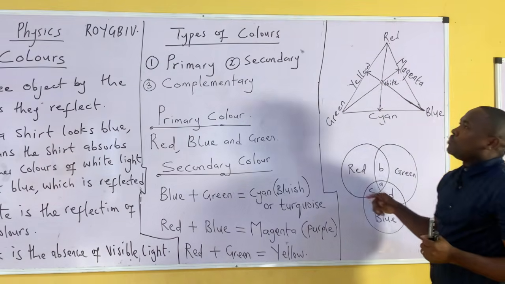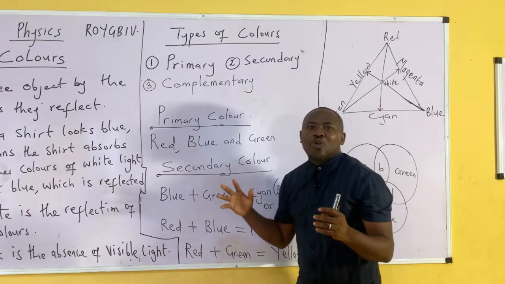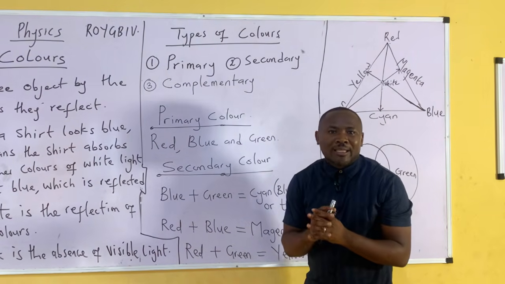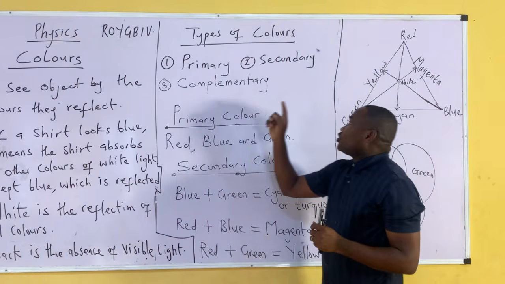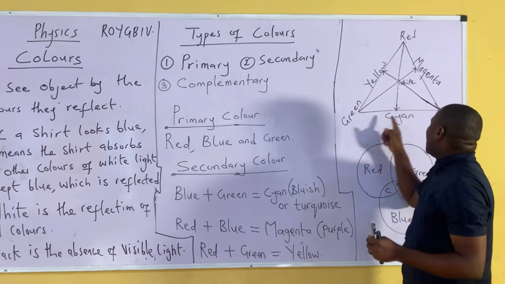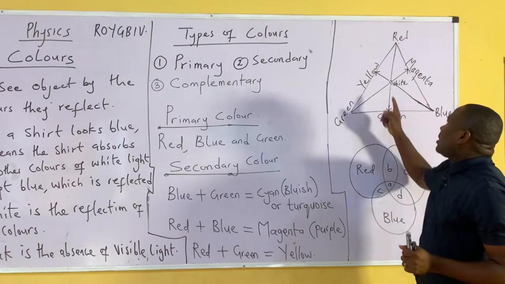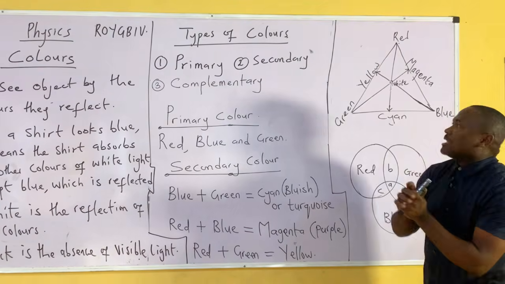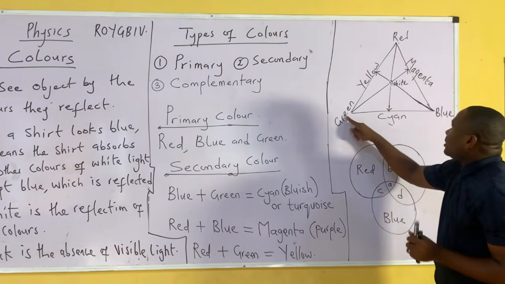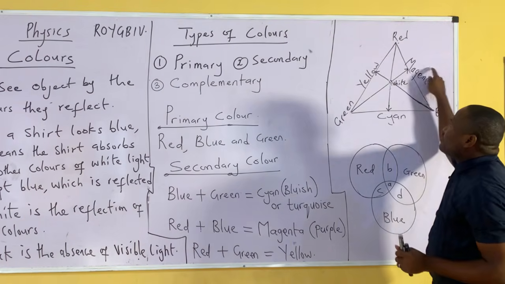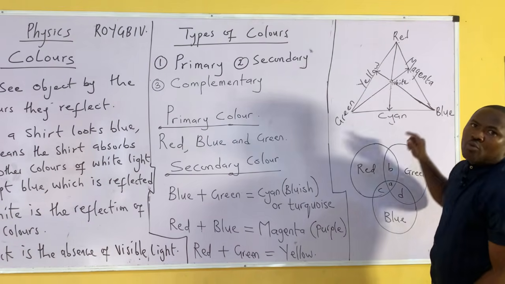So what are complementary colors? Complementary colors are those colors that when they combine, they will produce white light. That's what we call complementary colors. So red, green, and blue can produce white light. Magenta, yellow, and cyan can produce white light. Also, red and cyan can produce white light. Green and magenta, when mixed, will produce white light. Yellow and blue, when mixed, will produce white light.